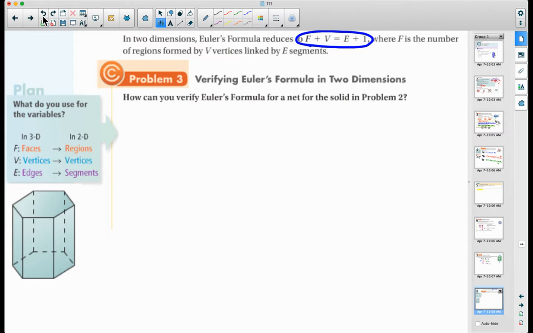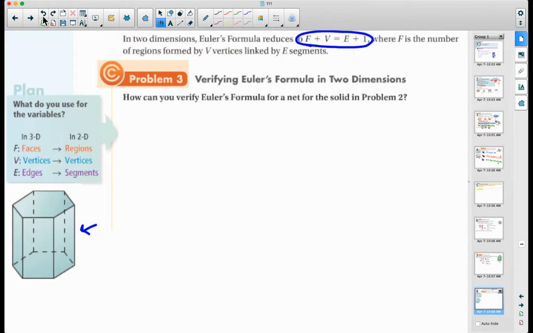So how can you verify Euler's formula for a net in the solid in problem number 2? So here's our solid right here. So first off, can you draw that in 2 dimensions? Go ahead and pause the video and take a minute to draw that in 2 dimensions as a net. Okay.